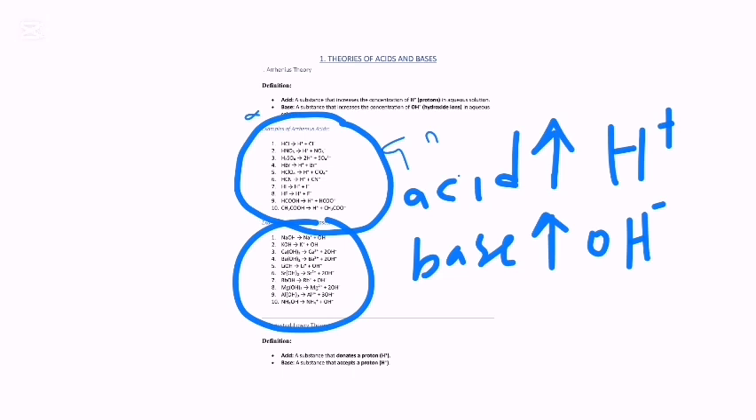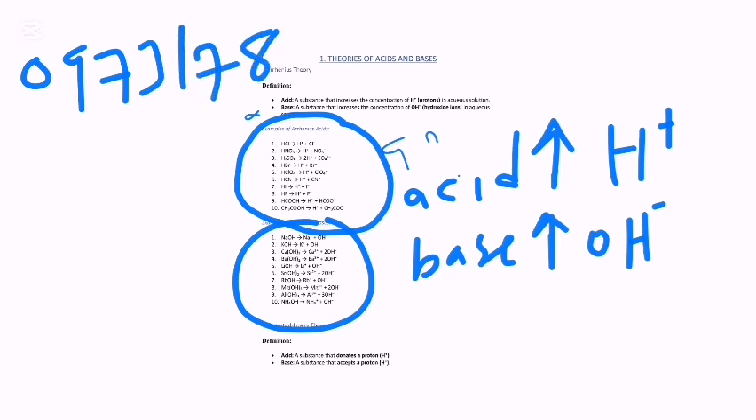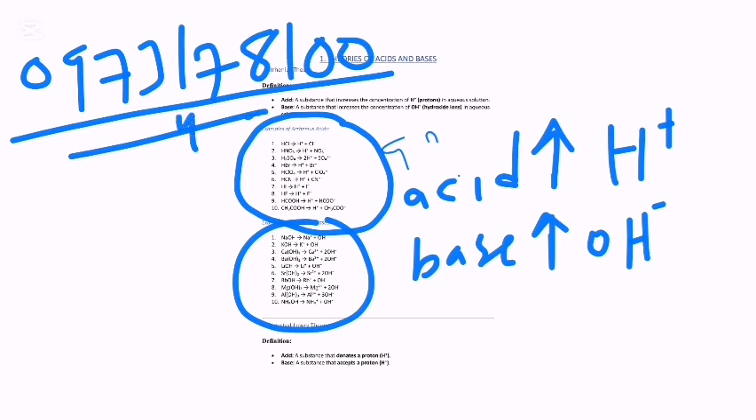This document, if you don't have it, you can inbox me on the number 0973 17 81 00 so that I share it. It's very important and it will help you as you prepare for test 2. That's the only thing you need to know on Arrhenius theory. Now let's proceed.